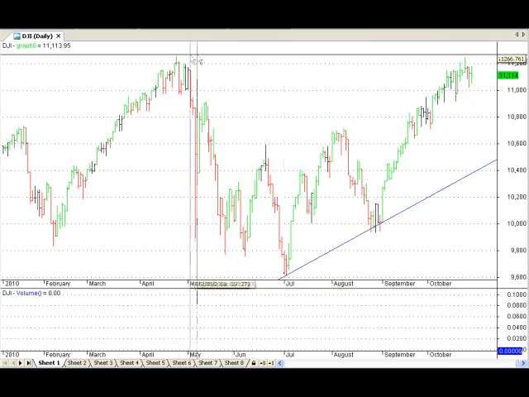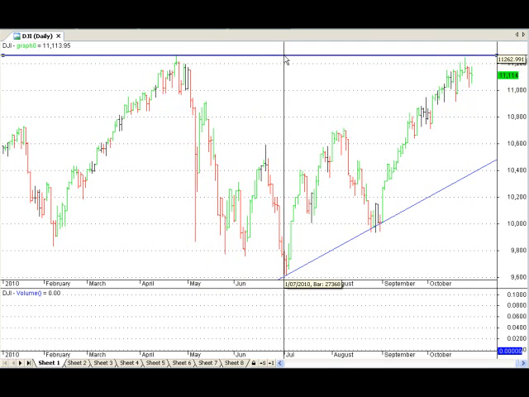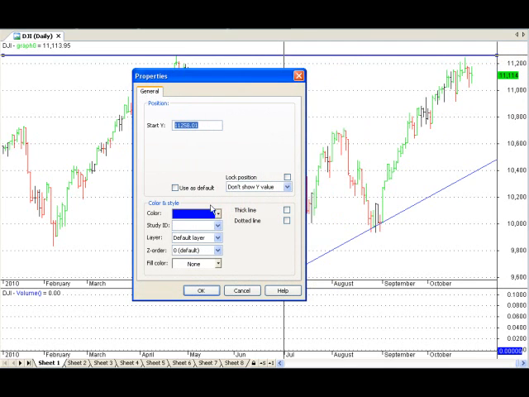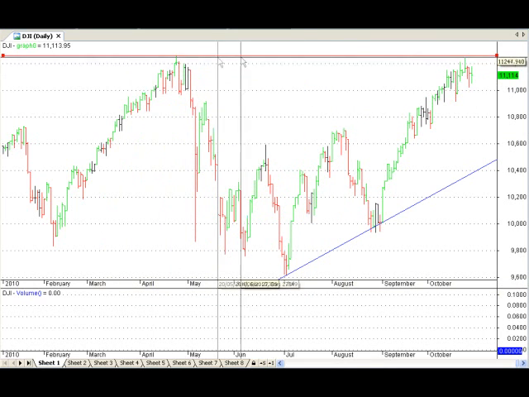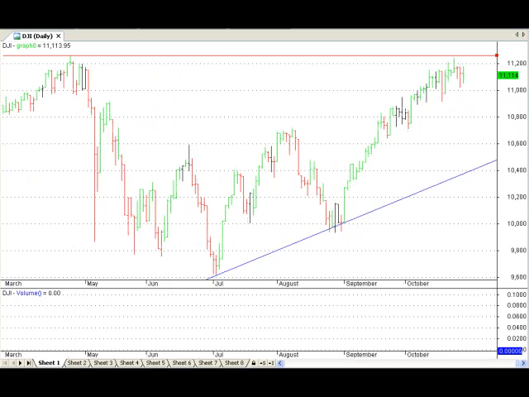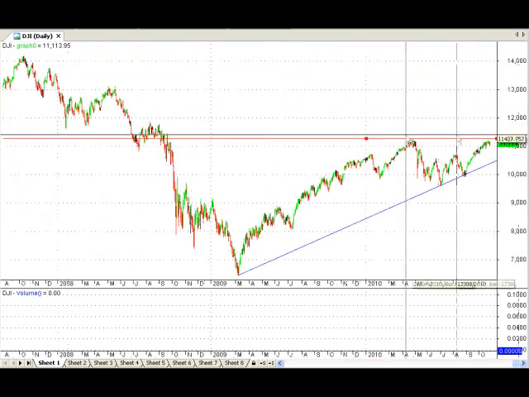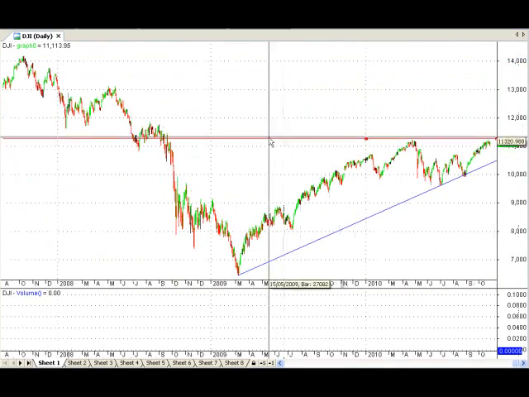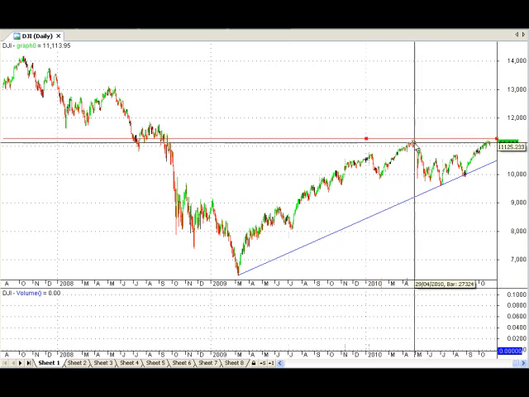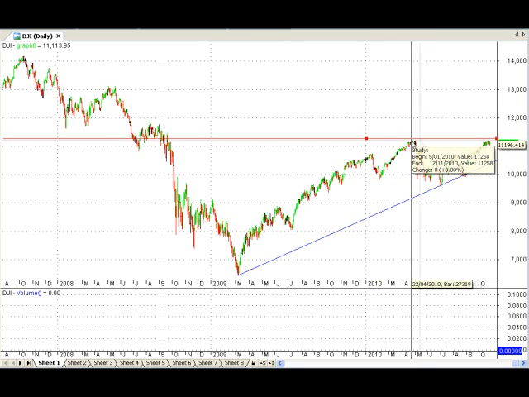Now, why did it find resistance at 11,200? Ridiculously simple answer to that one is, there we go, this red bar here. And there we go, there's a longer term view. That is our previous resistance. So that's where the market had a lot of sellers previously.